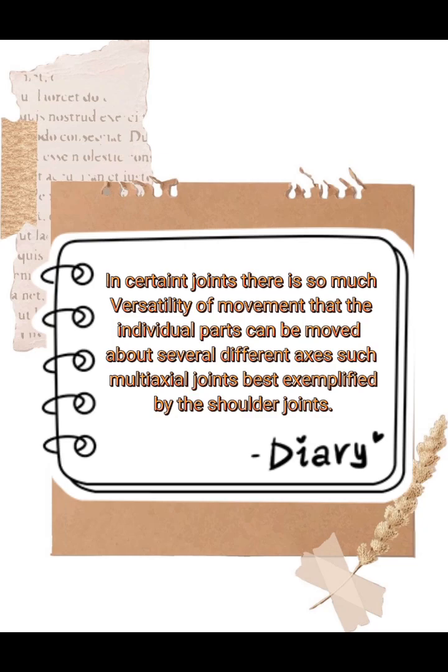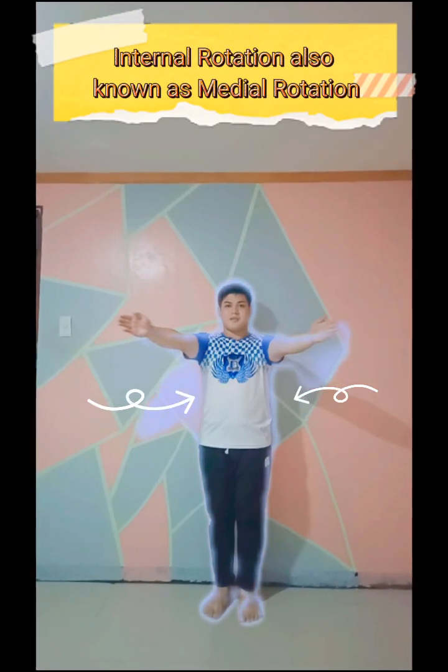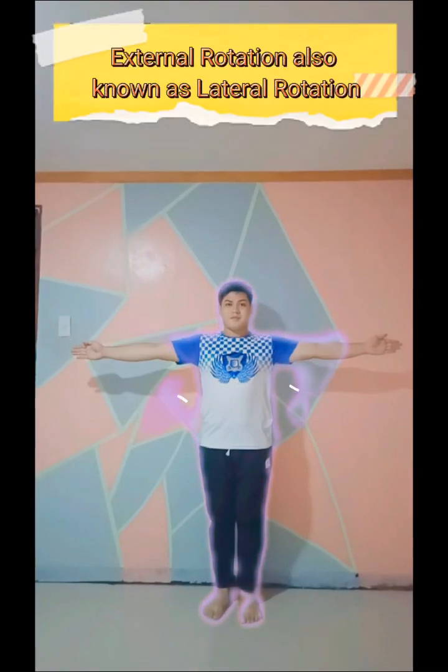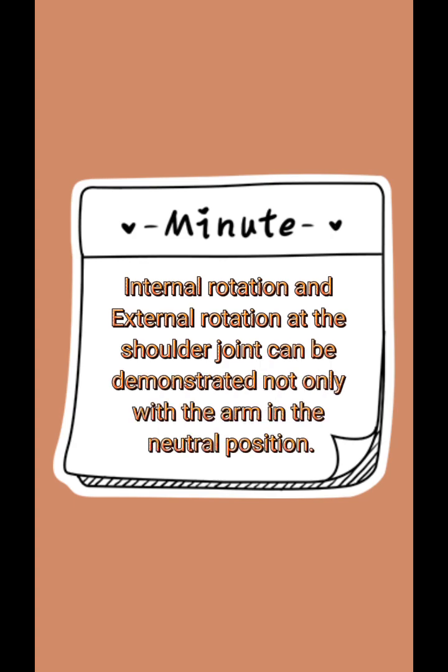In certain joints there is so much versatility of movement that the individual parts can be moved about several different axes. Such multi-axial joints are best exemplified by the shoulder joint. Internal rotation, also known as medial rotation. External rotation, also known as lateral rotation. Internal rotation and external rotation at the shoulder joint can be demonstrated not only with the arm in the neutral position.